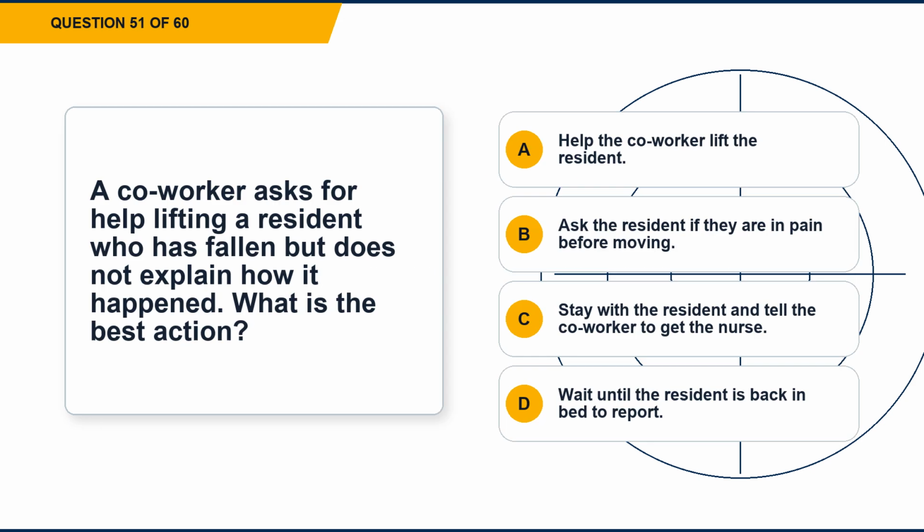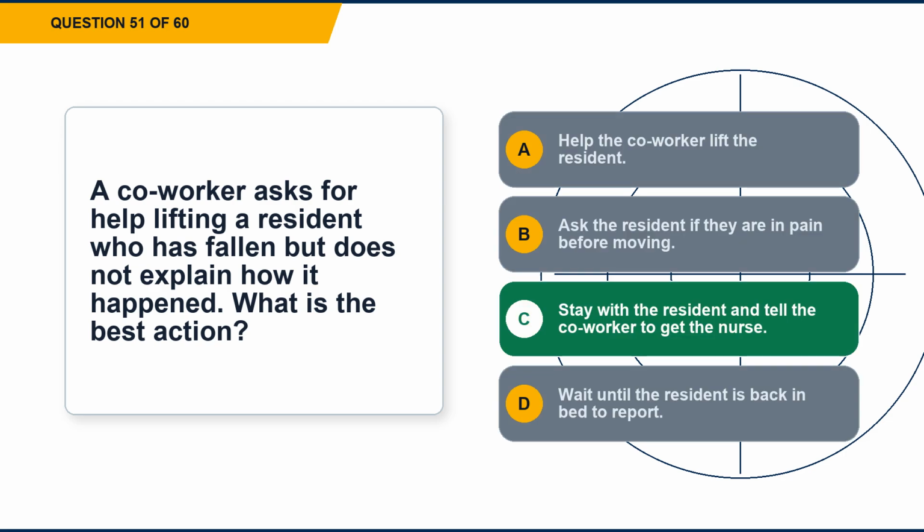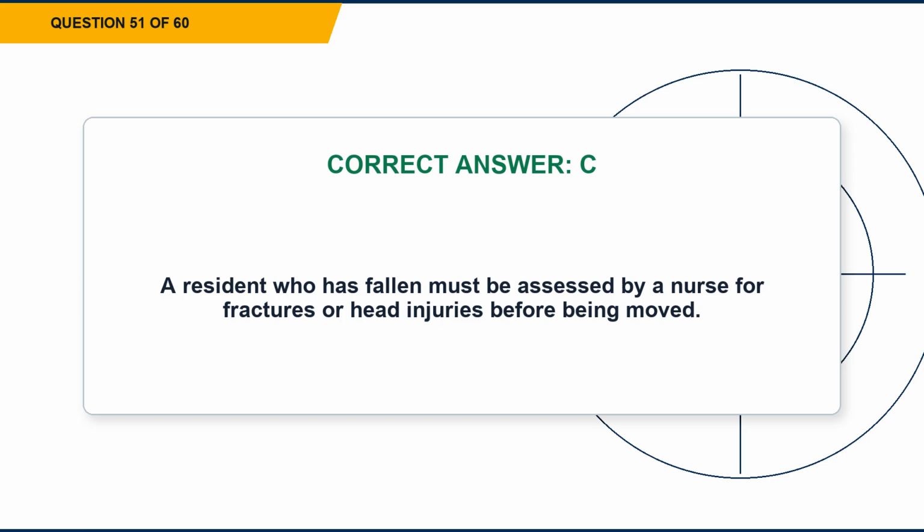Question 51. A coworker asks for help lifting a resident who has fallen but does not explain how it happened. What is the best action? Option A, help the coworker lift the resident. Option B, ask the resident if they are in pain before moving. Option C, stay with the resident and tell the coworker to get the nurse. Option D, wait until the resident is back in bed to report. The correct answer is option C, stay with the resident and tell the coworker to get the nurse. Explanation: a resident who has fallen must be assessed by a nurse for fractures or head injuries before being moved.